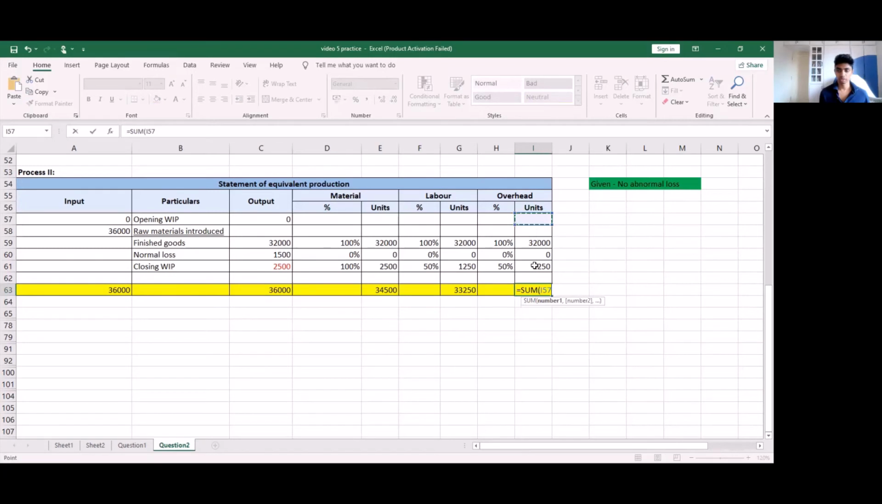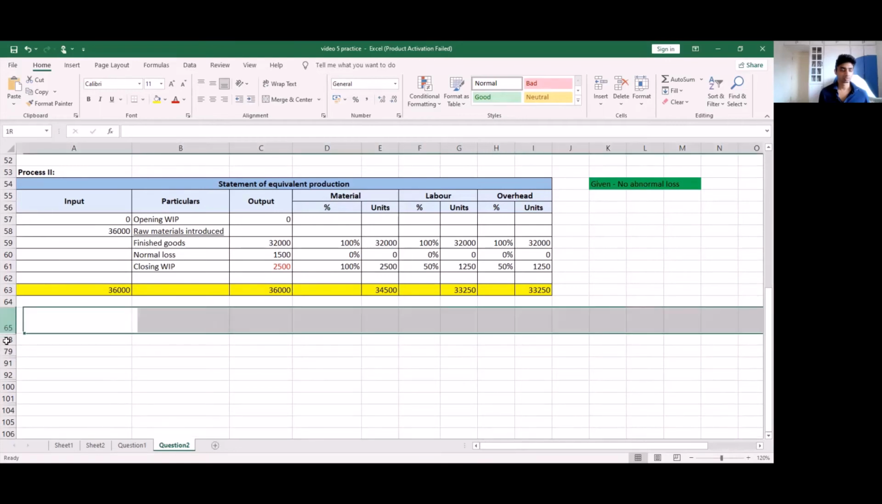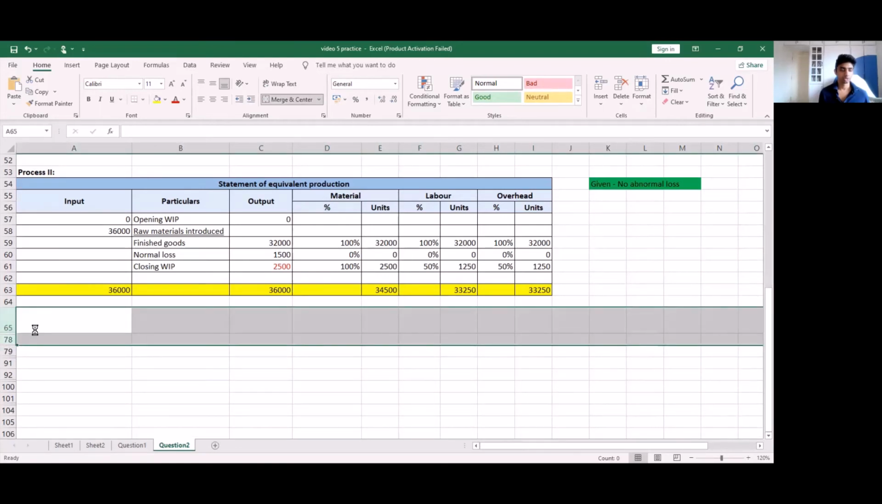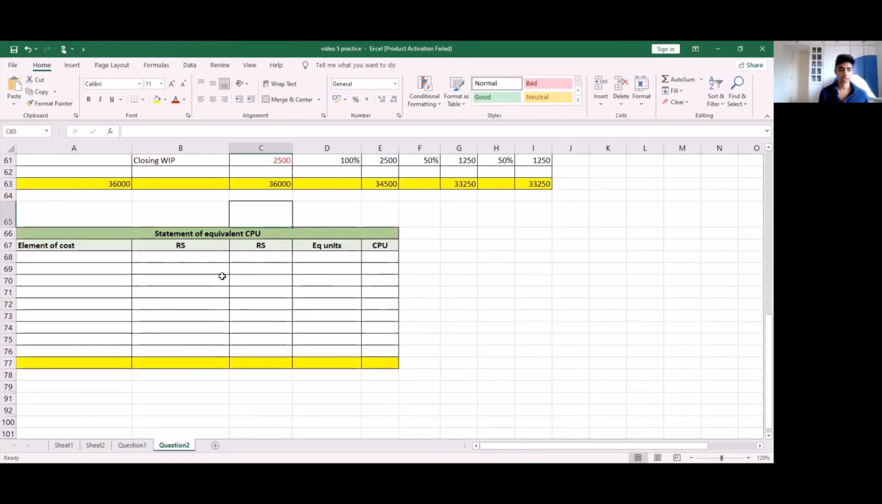So after summing all three, which is materials, labor, and overheads, we get our equivalent production units as 34,500 for materials, 33,250 for labor and overheads. Next, we have our second account, which is our statement of equivalent cost per unit.